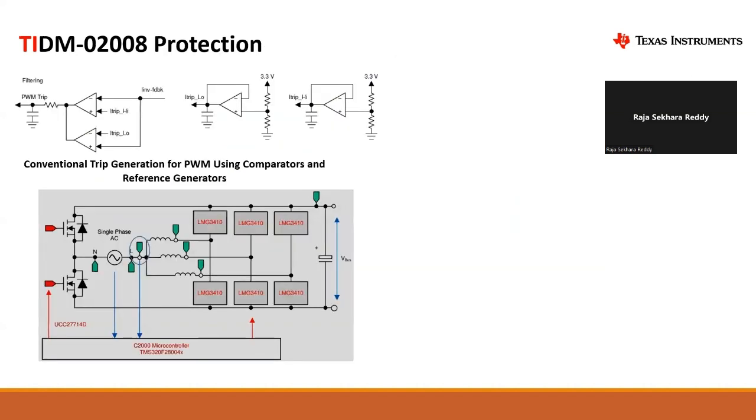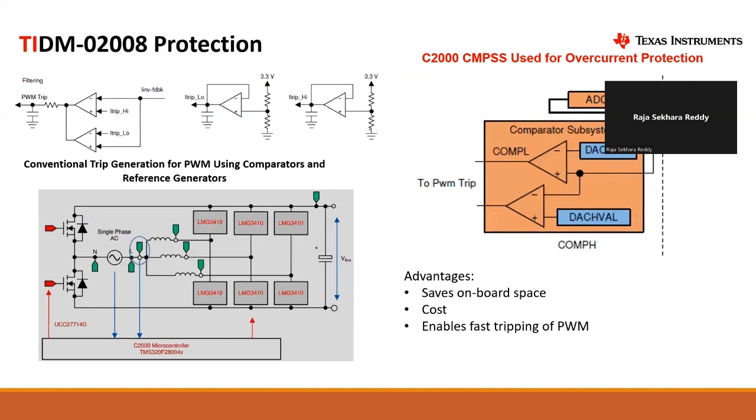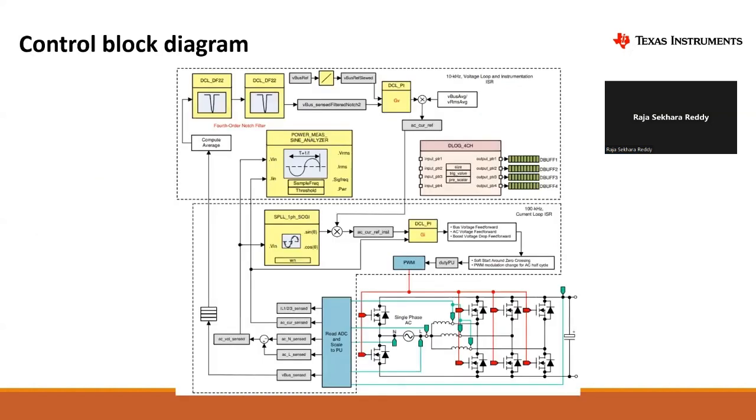Then you can also generate a trip signal to stop the PWM signal in case there's an overcurrent. And this is the entire control block diagram. This is your voltage loop. This is your current loop. And this is your power stage.